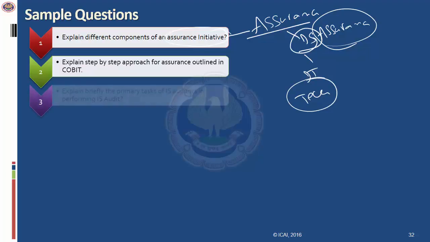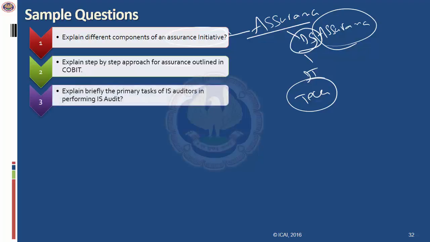Explain the step-by-step approach for assurance outlined in COBIT. So we've discussed this. Explain briefly the primary task for the IS auditors in performing an IS audit. This also should be quite clear. So you know that in the case of IS audit, you'll define the scope, plan, execute, and report. You'll also do a detailed risk assessment. You'll also perform compliance testing and substantive testing as required. These are the different types of tests you can perform. You may also perform analytical procedures review.